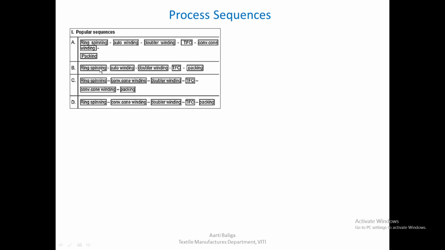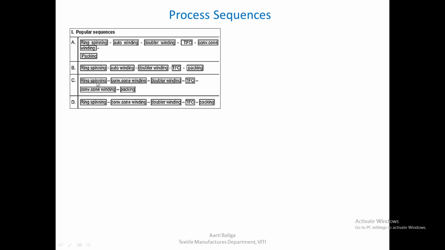We can also have ring spinning, then go for auto winding to make a bigger package, then go for doubler winding to make an assembly package, then to TFO, and then without conventional cone winding to remove any faults after TFO, it can go directly for packing.